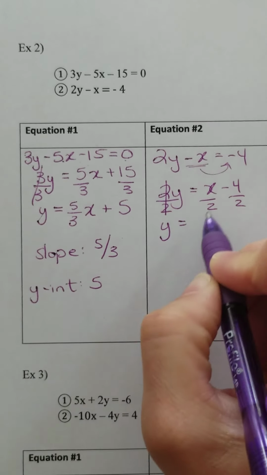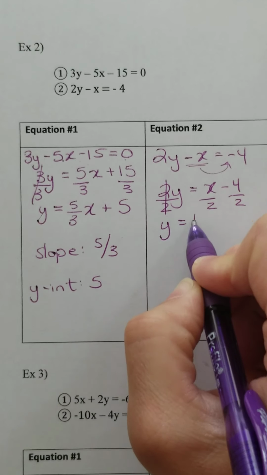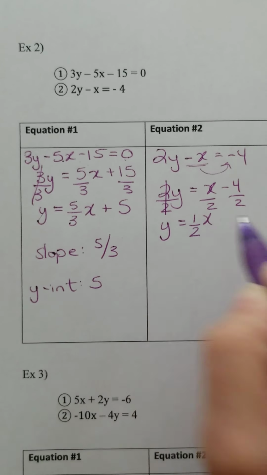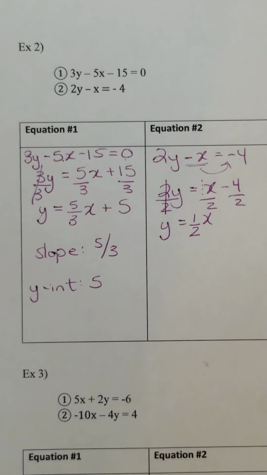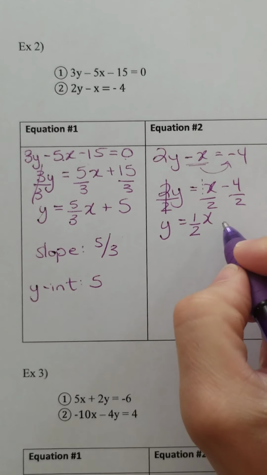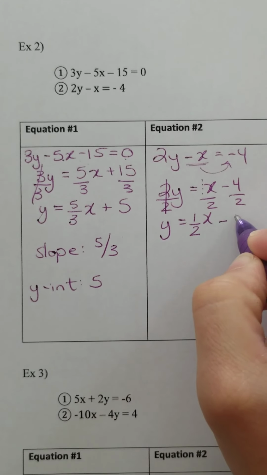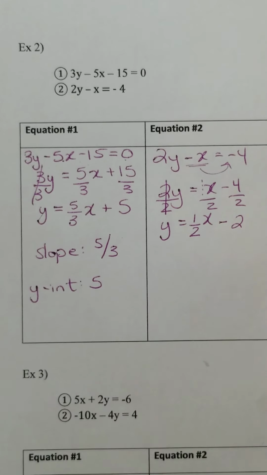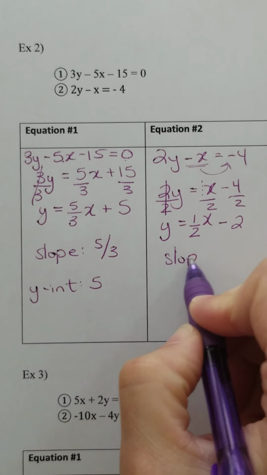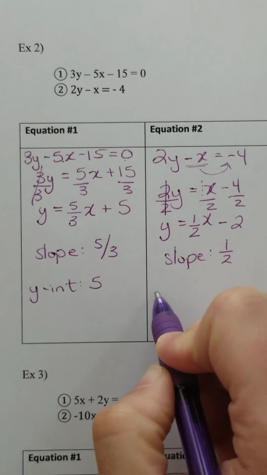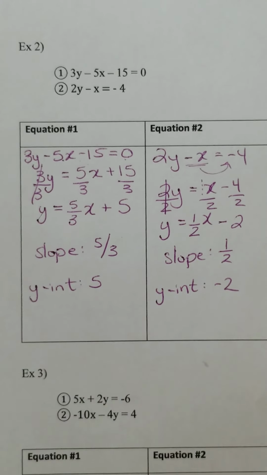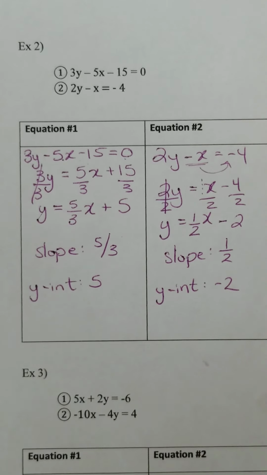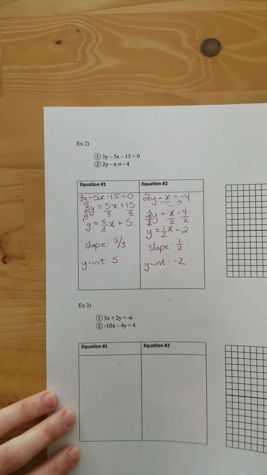That cancels out. Now, here I have x over 2, or really if you want, that's the same. Because there's always an imaginary 1 in front of a variable if there's nothing else there, right? So your fraction is actually 1 over 2x, and then 4 divided by 2 is 2, and it stays negative. So my slope is that 1/2, and my y-intercept is at -2. All right. So now the graphing part, I'm going to zoom out for a little bit.